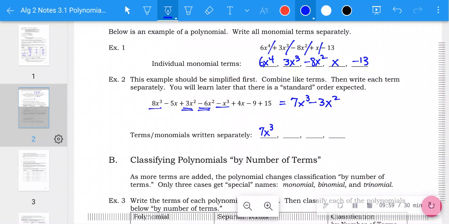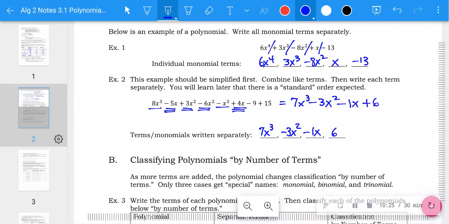And then we'll put the terms with x's in it, this one here and that one there. And when you combine those like terms, you get minus 1x. So let me catch up down here. The individual terms are the individual monomials. And then finally we have this constant right here and this constant right here. And when you add negative 9 and 15, you get 6.